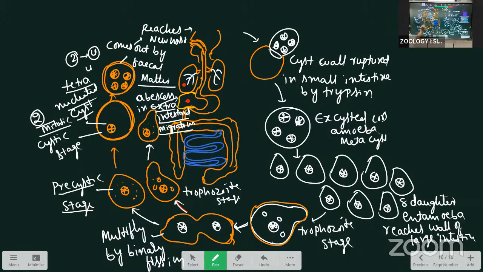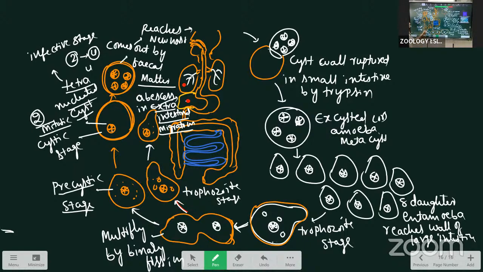This tetranucleated cyst is the infective stage to other people. One human being is infected by another through the tetranucleated cyst. This is the infective stage to man, the infective stage to a new human. Clear? Next, this tetranucleated cyst comes out along with the fecal matter.